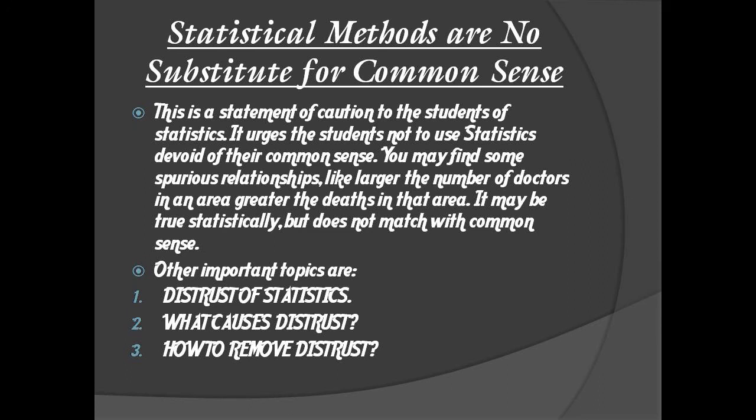Now we should move to some topics which really need to be studied. First topic is: statistical methods are no substitute for common sense. This is a statement of caution to the student of statistics. It urges the students not to use statistics devoid of their common sense. You may find some spurious relationships, like the larger the number of doctors in an area, the greater the deaths in that area. It may be true statistically, but does not match with common sense. Hence, never propagate any statistical conclusion in case it offends your common sense.